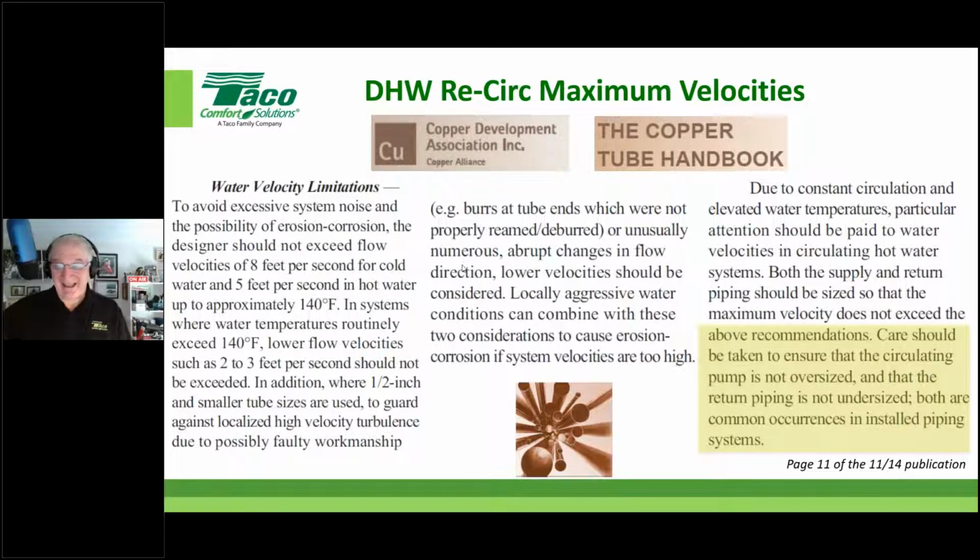All right, and when we look at that, we understand that the circulator itself doesn't have to be that big, and we do ourselves a favor by making the return size pipe big enough. And hey, if we want to go to 3/4 inch, there's some benefits there. Now let's take a look at exactly what this means.